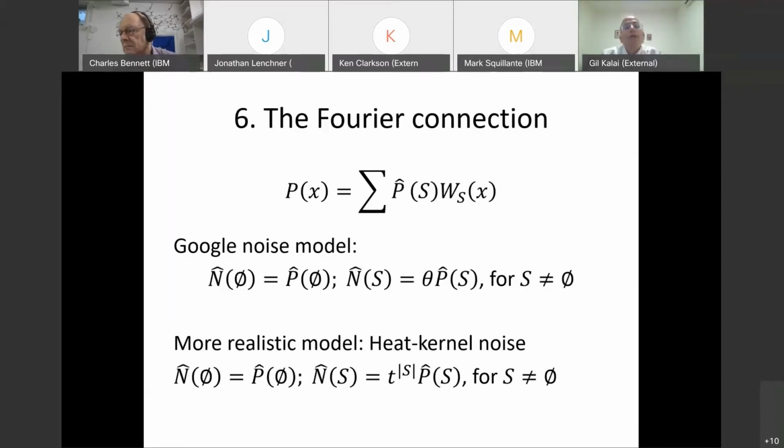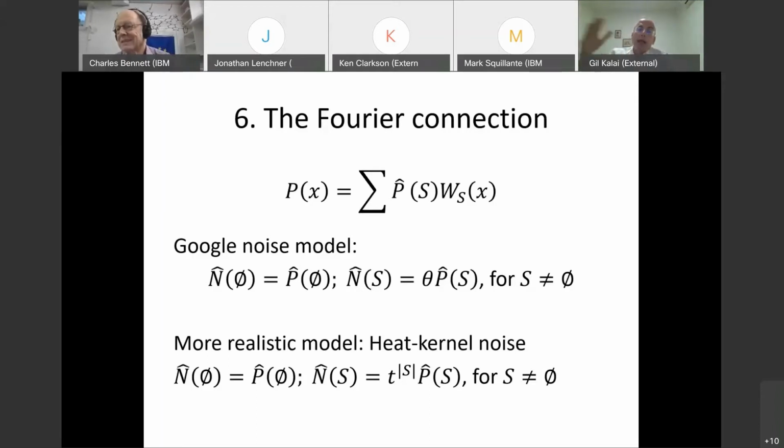And described in terms of the Fourier decomposition, the noise model used by Google is very simple. We leave the Fourier coefficient of the empty set as is, and we shrink all other coefficients by the fidelity phi, for every non-zero element. A more realistic model, which also agrees with the readout model, is the heat kernel noise, where the noise shrinks exponentially according to the size, the support, or the size of S, where S is the index of the Fourier decomposition.